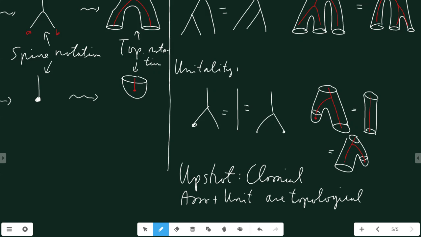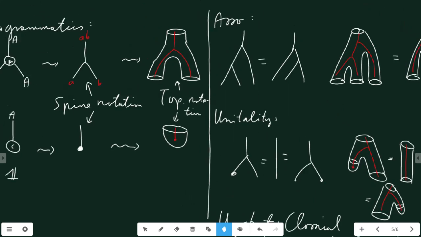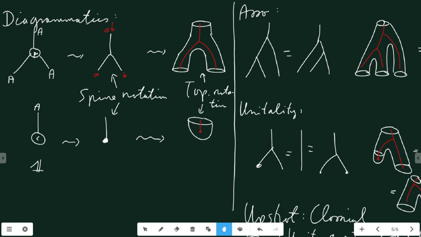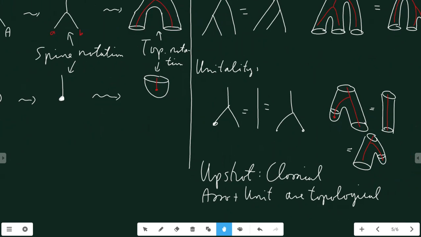Okay, and if you don't believe me that it's an upshot, here comes the... So let me go back. Right, this is a drawing, either in spine notation, and usually I will use spine notation. Today I stick a little bit with the topological notation. The only reason to use the spine notation is, of course, it's simpler to draw. I could draw all those pairs of pants all the time, but it gets a bit tiresome.